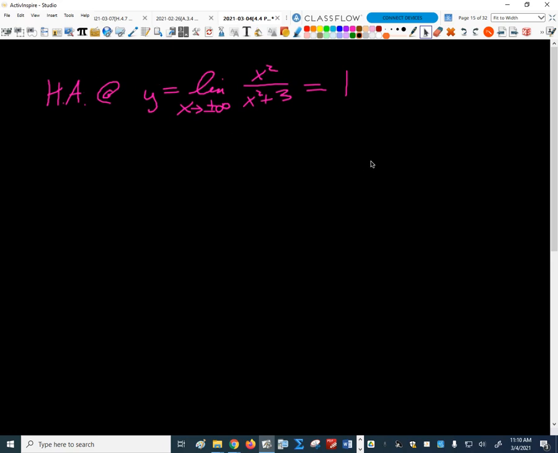Okay, what would our algebra be on something like this? All I'm going to do is factor out an x squared from the top and the bottom, if we really wanted to do the algebra. We don't have to.